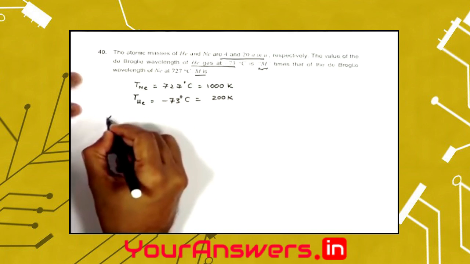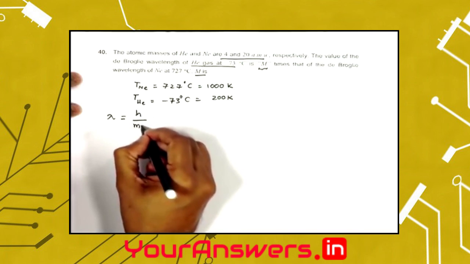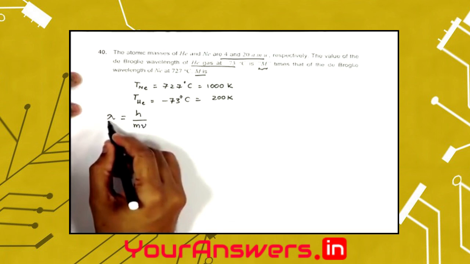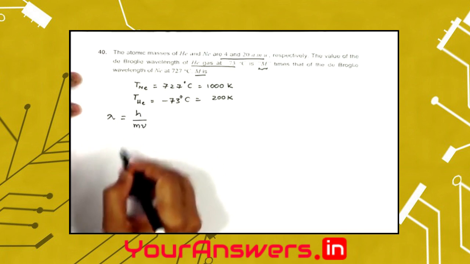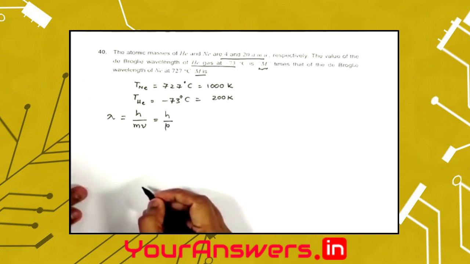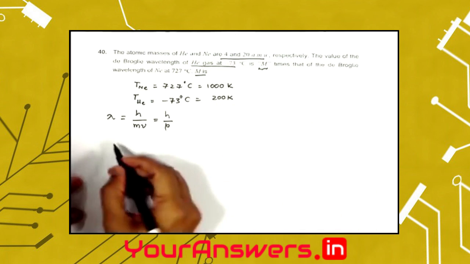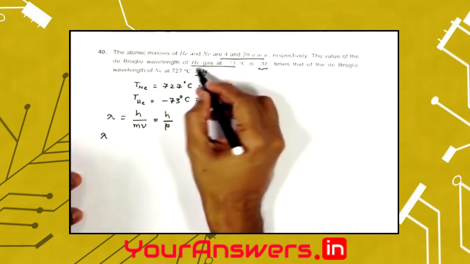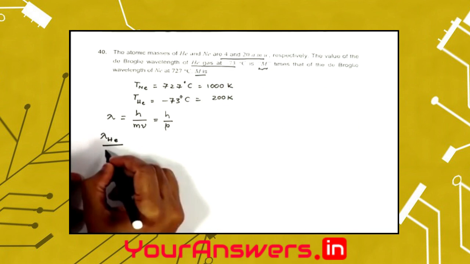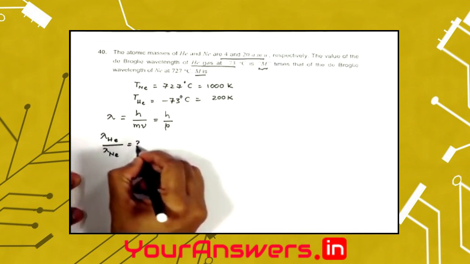What do we know about the de Broglie wavelength? We know that de Broglie suggested that for a particle with mass m moving with speed v, the de Broglie wavelength lambda is given by h by mv, or h by momentum p. The question says that these two gases are kept at different temperature. So, it wants us to determine lambda He divided by lambda Ne. This is what we wanted to get.